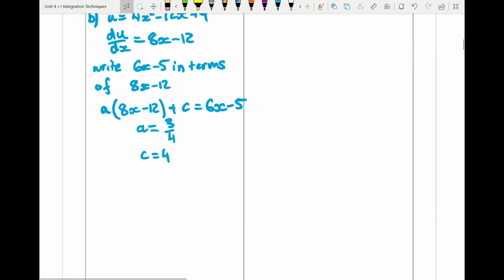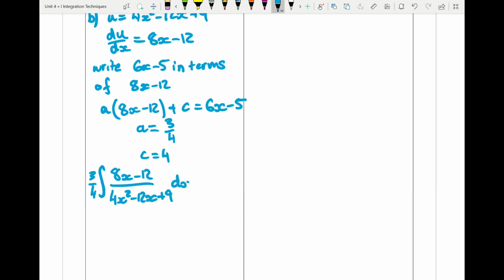So we get the integral of 3/4, our a term, times 8x take 12 on our u term, 4x squared take 12x plus 9, dx. And we get another integral, which is the integral of 4 on 4x squared take 12x plus 9, dx. And so now, when we do our u substitution, we can get that cancellation of 8x take 12, and our right integral is just a polynomial. It's a polynomial in the denominator, but we still know how to integrate that, just using our methods.